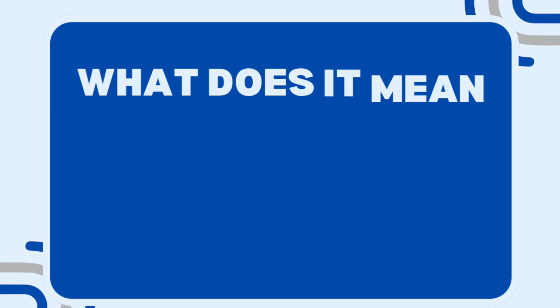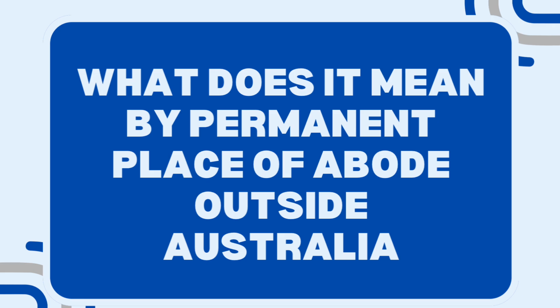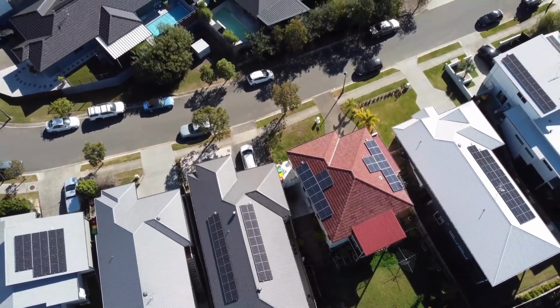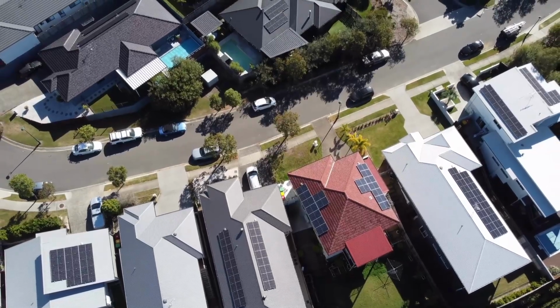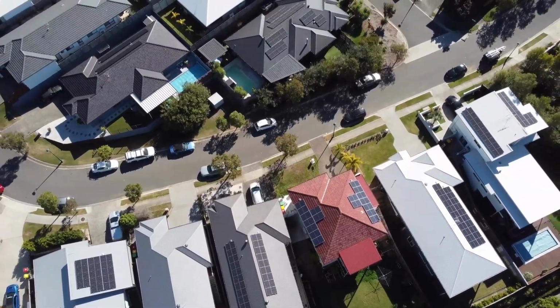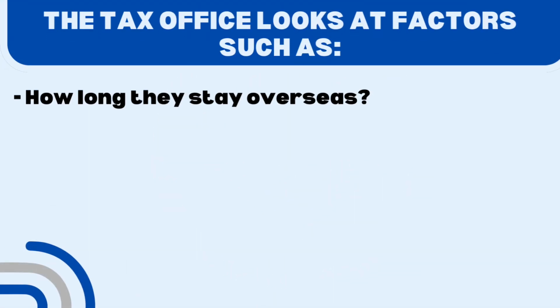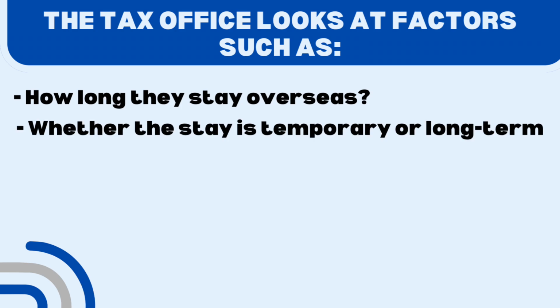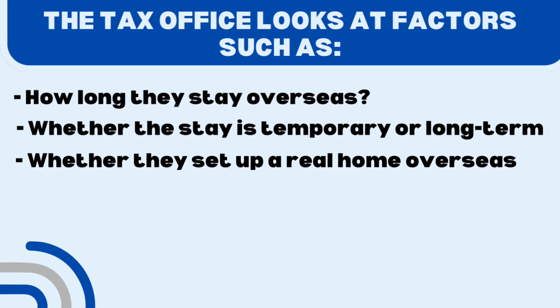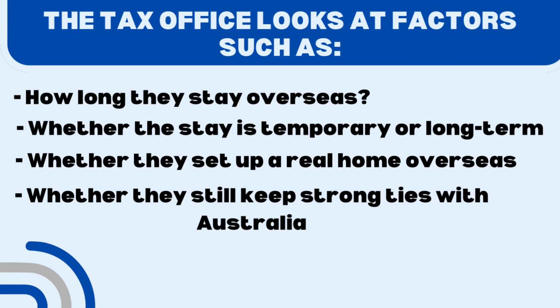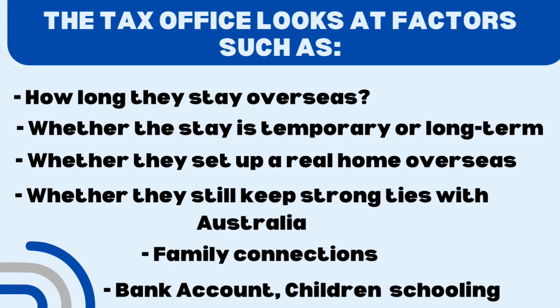What does it mean by permanent place of abode outside Australia? Even if a person's domicile is Australia, they may stop being an Australian resident if they truly settle overseas. The tax office looks at factors such as how long they stay overseas, whether the stay is temporary or long-term, whether they set up a real home overseas, whether they still keep strong ties with Australia, family connections, bank accounts, children's schooling, frequency of return visits.